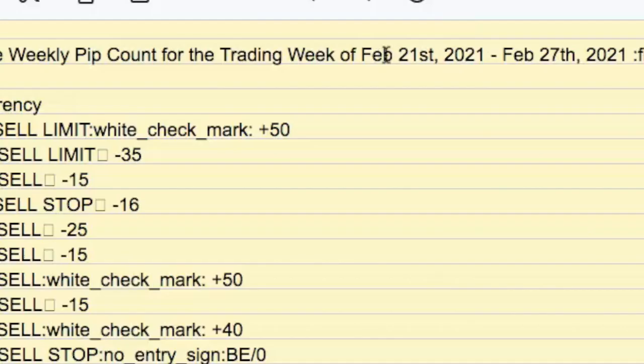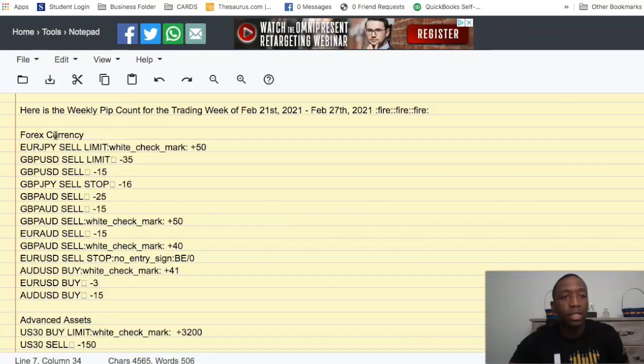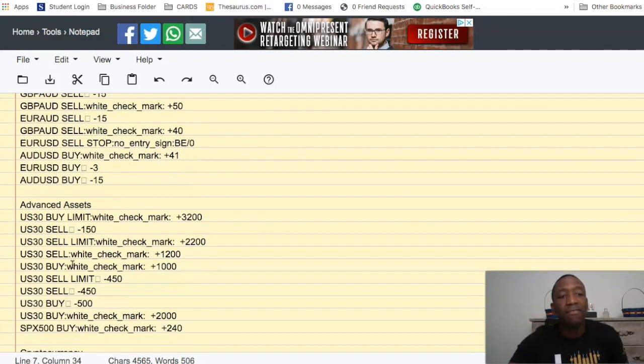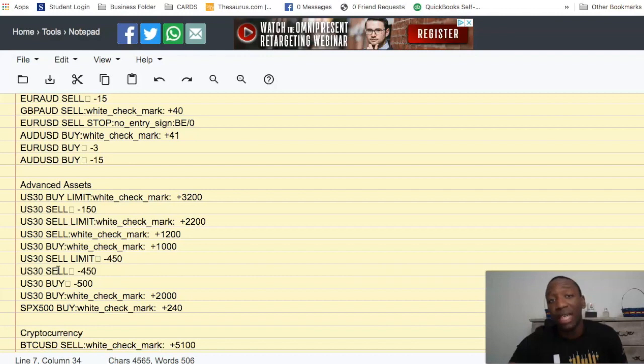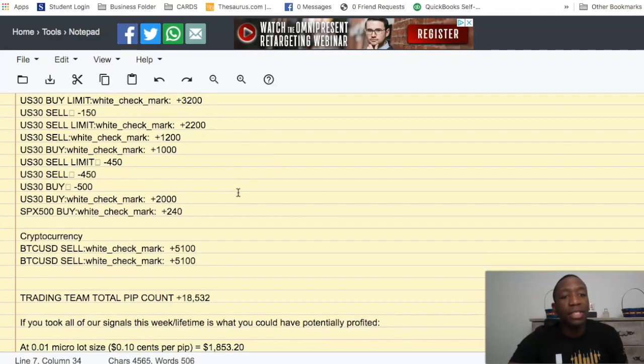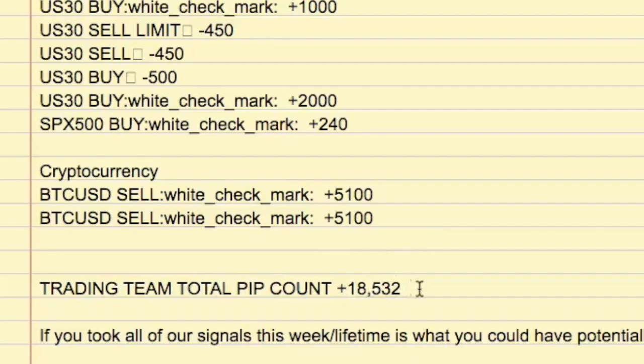So now you can see February 21st to February 27th, 2021. You can see forex currency, these are all the trades that were actually taken. And as far as advanced assets, these were all the advanced assets where we actually caught a bunch of pips within that time frame. And you can see all the cryptocurrencies that were actually traded, right? So we traded a lot more in that specific week, and that week we did 18,532 pips in the last week.